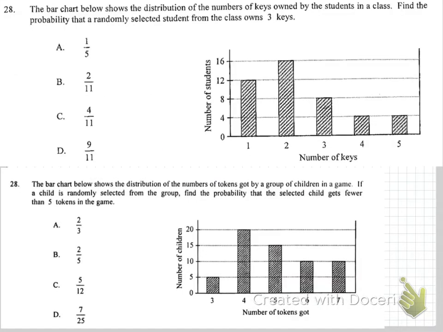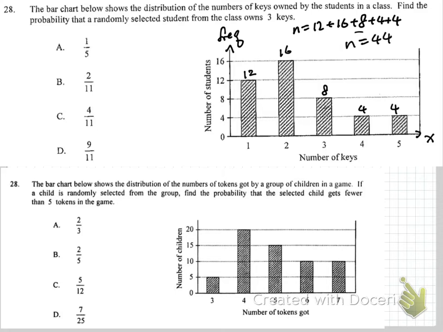Now next we have these two examples on the bar chart. Let's take a look at the first example. The bar chart shows the distribution of the number of keys owned by students. We want to find the total frequency in each bar. The vertical axis is the frequency axis, the horizontal axis is the data axis. The frequencies are 12, 16, 8, 4, and 4 respectively. So the total frequency is the sum of all these frequencies, and this sum goes to 44. This is the total frequency.